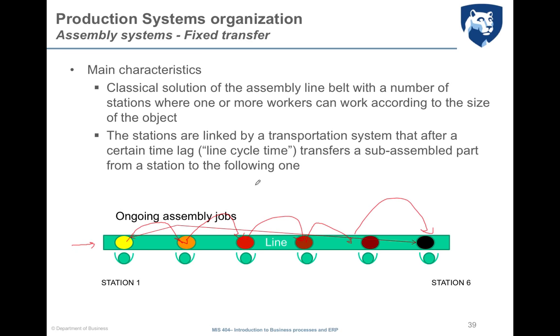In the most automated fixed transfer lines, the stations are linked by a transportation system through which the product in progress is transported. So after a certain time lag, which is named the line cycle time, the transport system transfers the sub-assembled part from one station to the following one. So if the execution time of this operation is 1 minute, after 1 minute the work in progress product is brought to the following station.